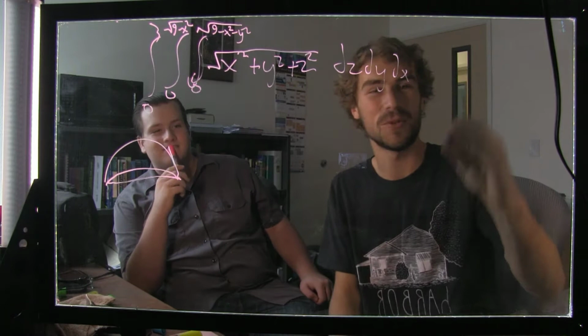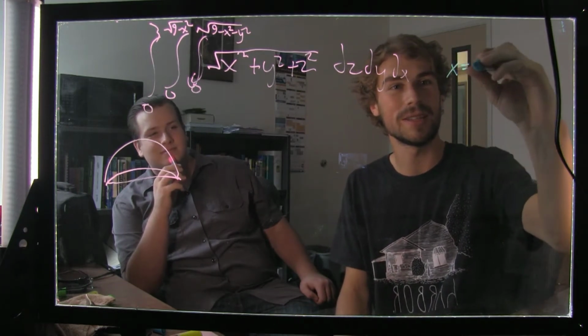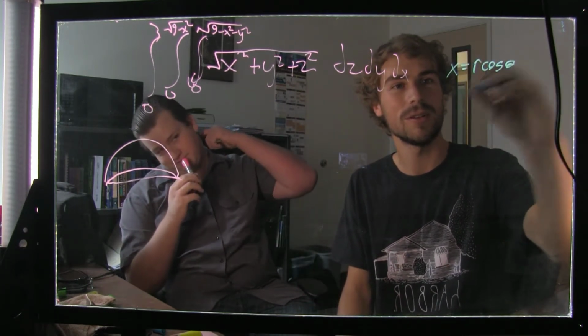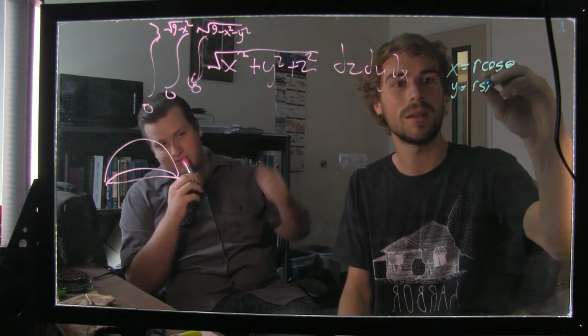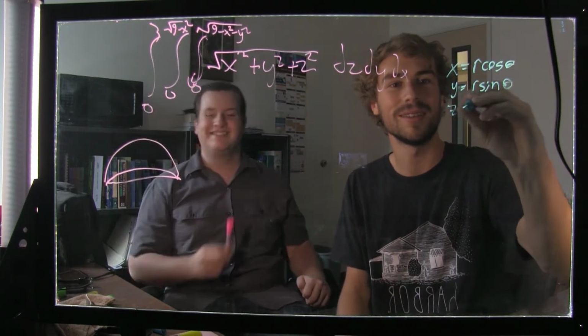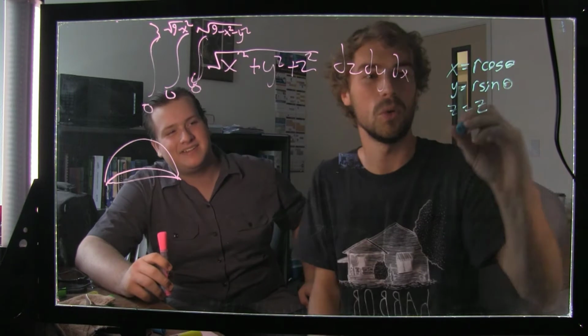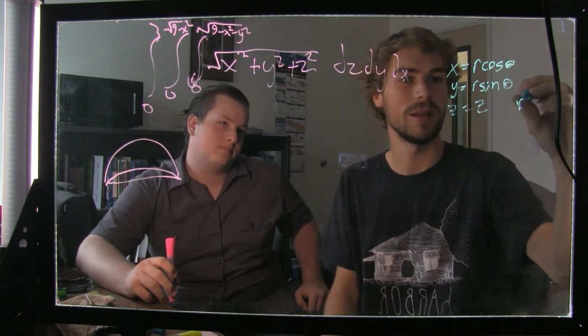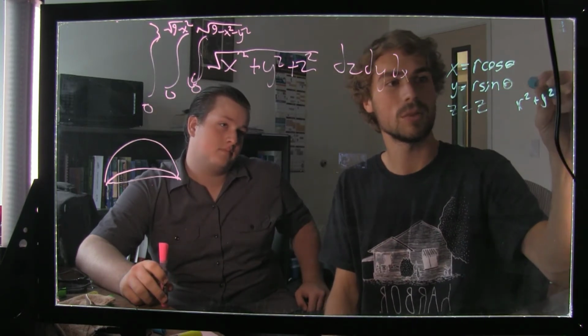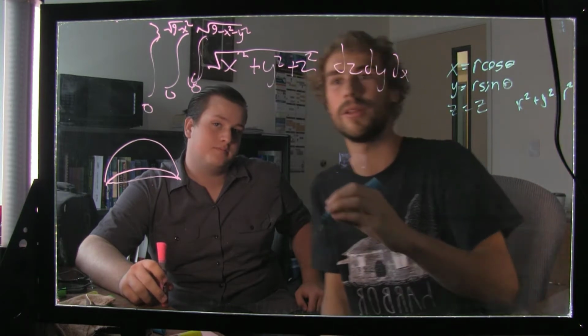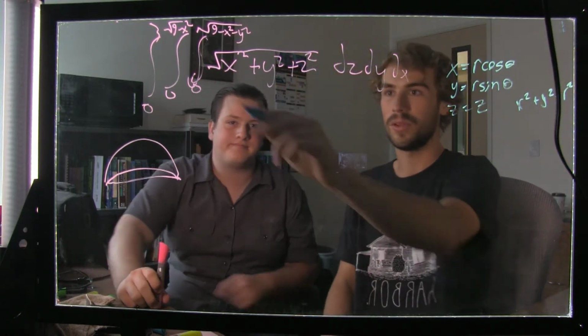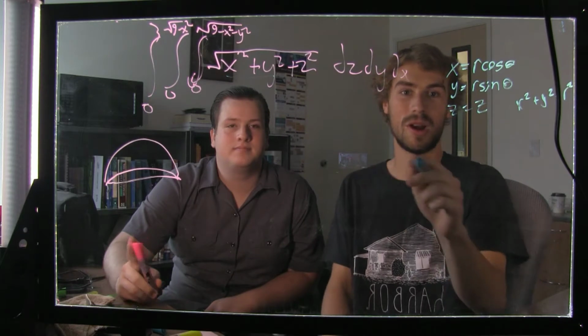So for cylindrical, you can just get your basic facts down. x is r cosine theta. z is z. And we also know the handy thing that x squared plus y squared is equal to r squared. So all of those are going to help us if we want to try to do it this way.